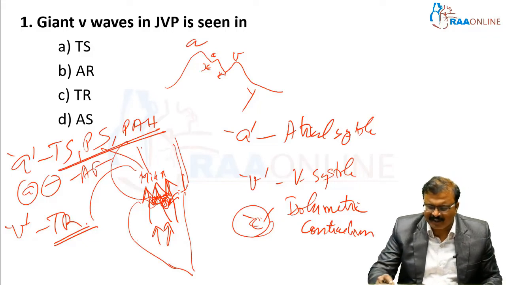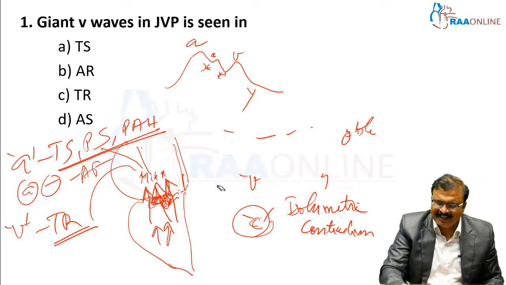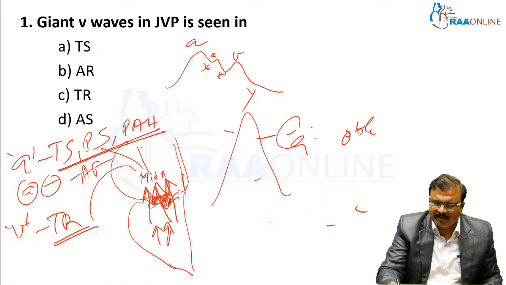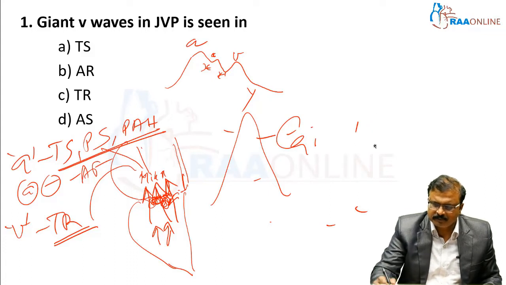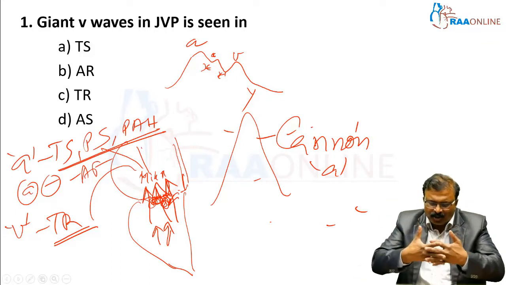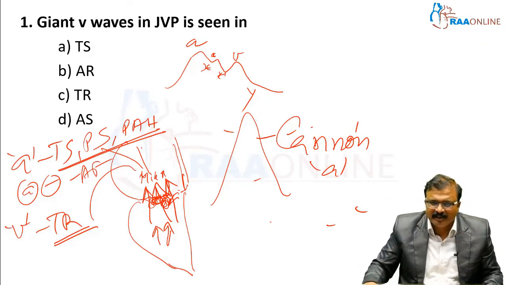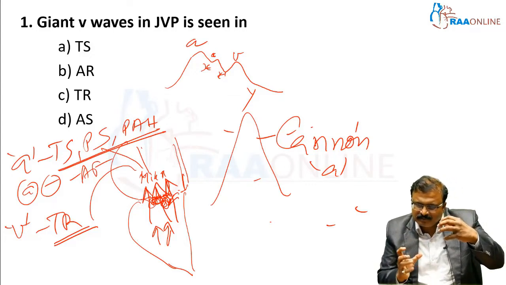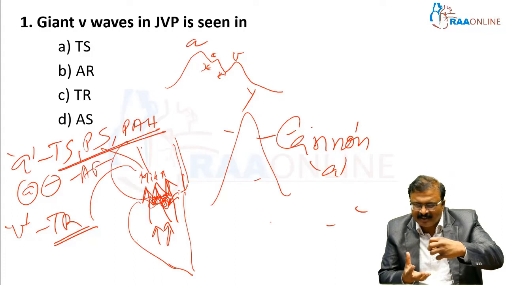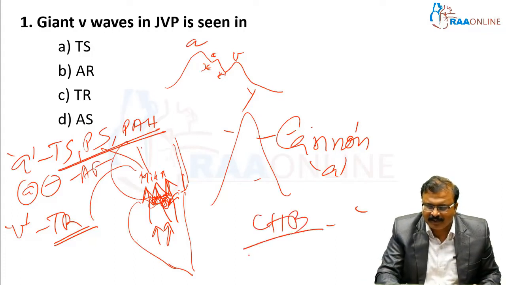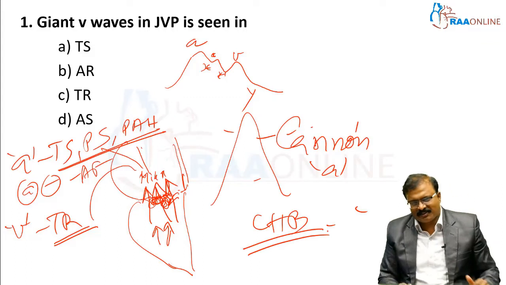Cannon A waves. What is cannon A wave? Giant A waves, cannon A waves. Cannon A waves are seen when the atrium contracts against a closed tricuspid valve. That happens when there is no synchrony between the atrium and the ventricle. The atrium contracts against a closed tricuspid valve, that is complete heart block, you get cannon waves.